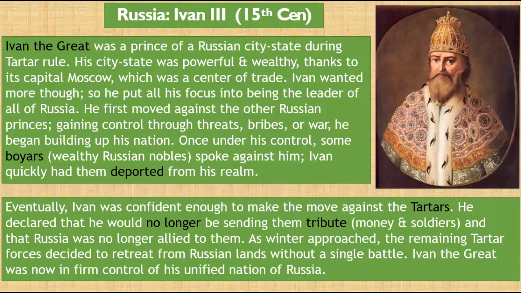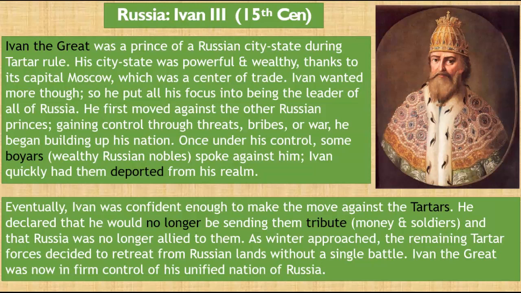He first moved against the other Russian princes, gaining control through threats, bribes, or war, and he began building up his nation. Once under his control, some boyars, who were known as wealthy Russian nobles, spoke against him. And so Ivan quickly had them deported from his realm. Basically, they said, hey, we don't really agree with you. And so he said, okay, see you later. And he deported them.